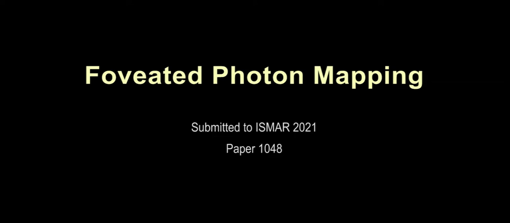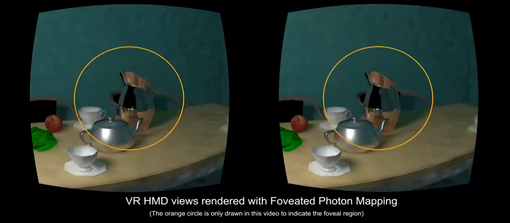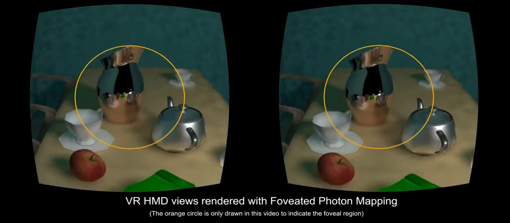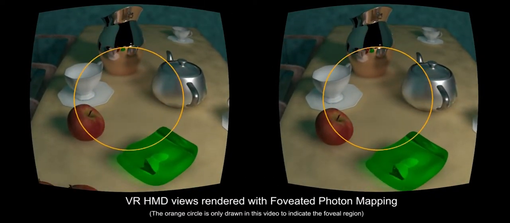Foveated photon mapping. In this paper, we propose a foveated photon mapping method to illuminate the foveal and peripheral regions with different qualities.